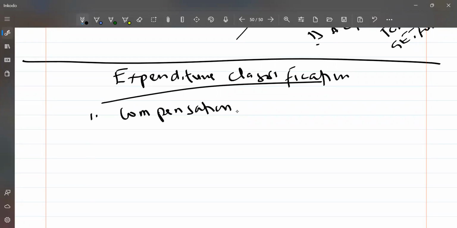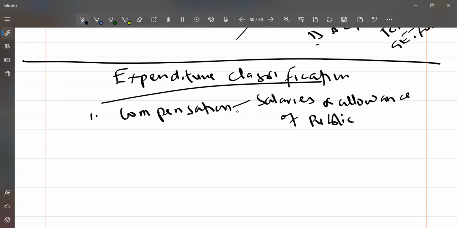Compensation is the salaries, listen carefully, the salaries and allowances of public workers. So all the allowances, all the salaries, anything that is associated with human resource. Do you get it? Very well. So basically, that is what we call compensation of employees.